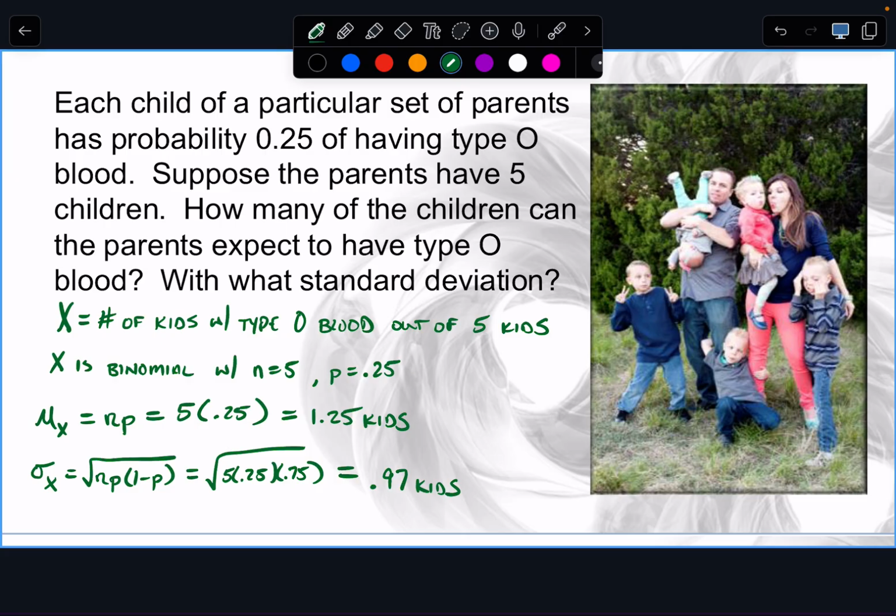Okay. So then when we interpret, if we looked at numerous families under these settings, any particular family we select will typically differ in the number of kids with type O blood from the true mean by about 0.97 kids. So on average, any individual family we select will differ from the mean by about 0.97. So just like it was before, just a different way of calculating it. Okay? So that's what that would look like when they ask you for that expected value, that mean, and that standard deviation.